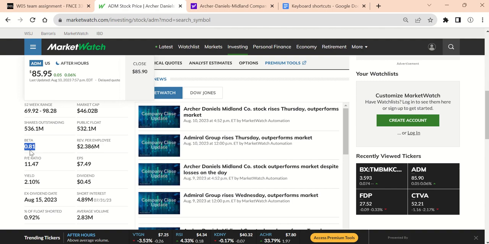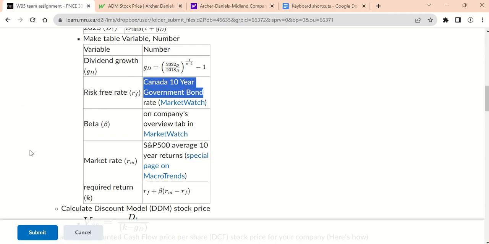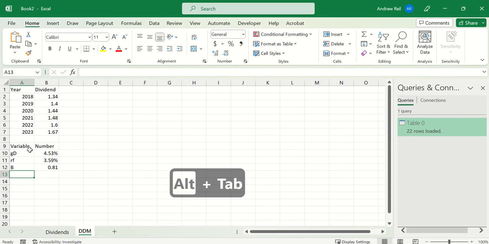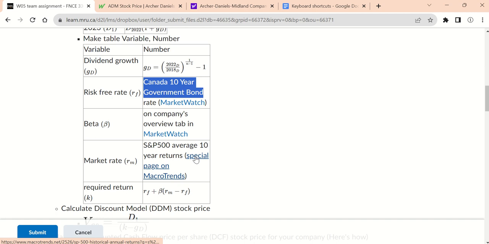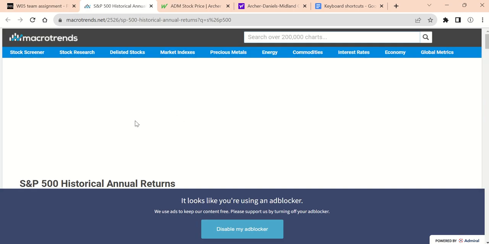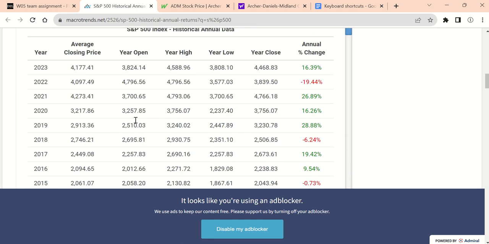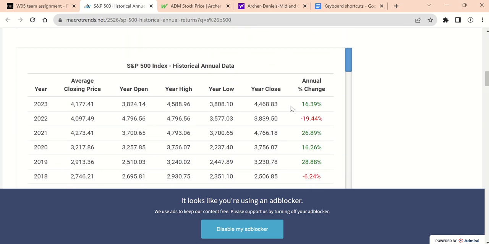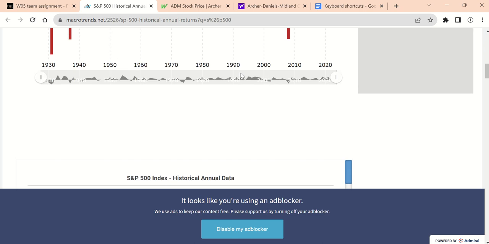Okay, the next thing I want is the market rate. And so this is a 10-year average of the S&P 500. And that's the RM, rate for the market. It's a special page on Macro Trends, a website that we use as well, but it's difficult to find, so I just link directly to it. And this is a table with all the annual growth rates. We're going to take the average for the last 10 years.